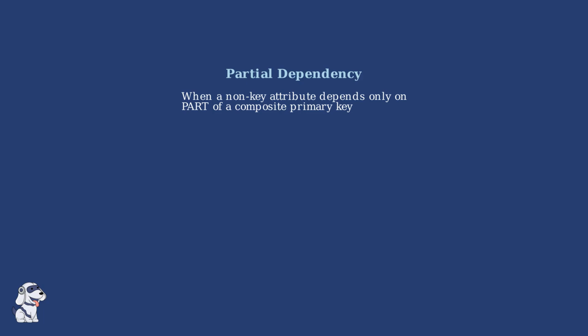Second normal form, or 2NF, builds upon first normal form by eliminating what we call partial dependencies. But what exactly is a partial dependency? A partial dependency occurs when a non-key attribute depends only on part of a composite primary key, rather than the entire key. This creates redundancy and potential data inconsistencies.